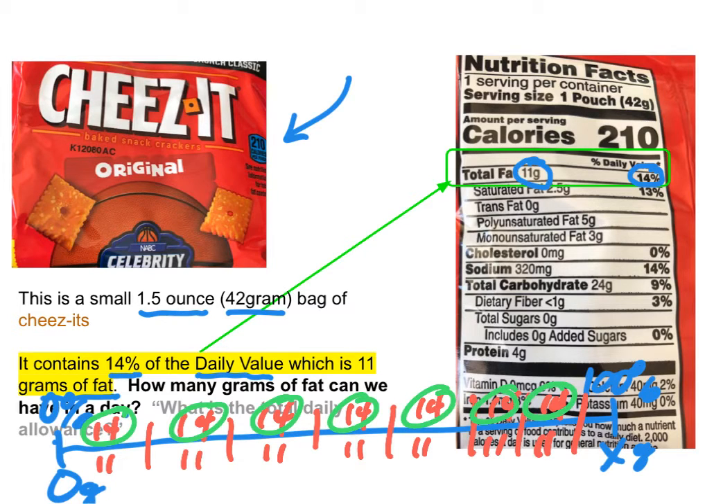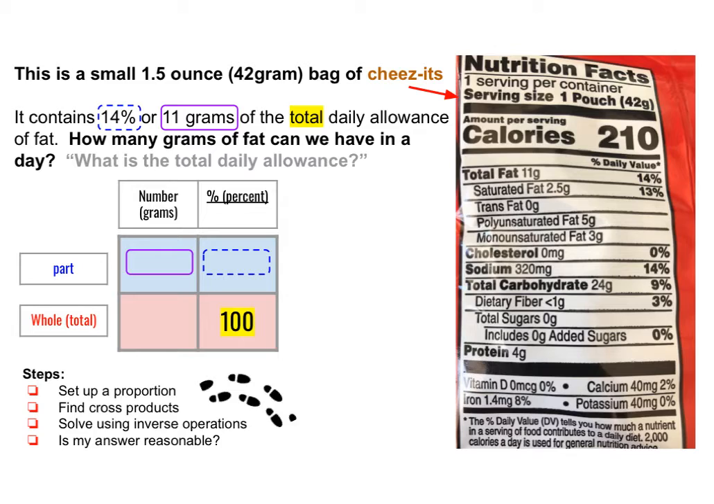And after 7 groups of 14, we get to 98%, which is almost 100%. And then we look at the number of grams. 7 groups of 11 grams would be 77 grams. So we should know that our answer is going to be more than 77, but not much because 98 is very close to 100%. One of the better methods to solve this problem would be to set up a proportion.